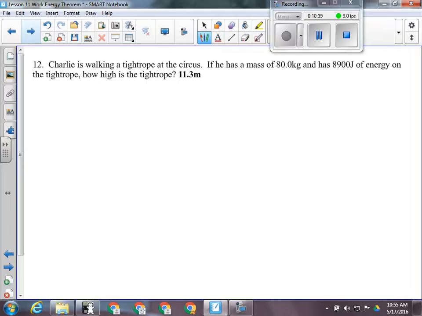He has a mass of 80 kilograms and has 8,900 joules of energy on the tightrope. What kind of energy do you suppose that is? Potential. I don't imagine he's running or moving really fast if he's standing on a tightrope at this point. So 8,900 joules. It mentions nothing about him being in motion.